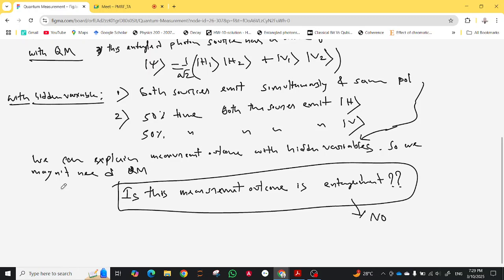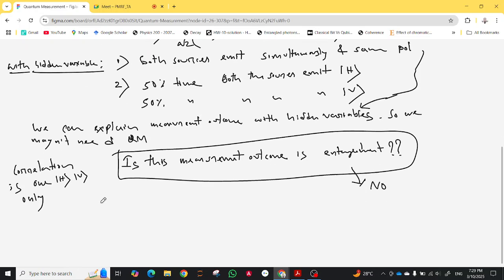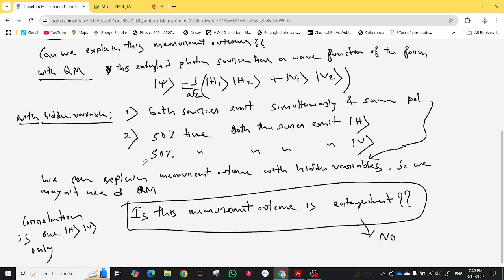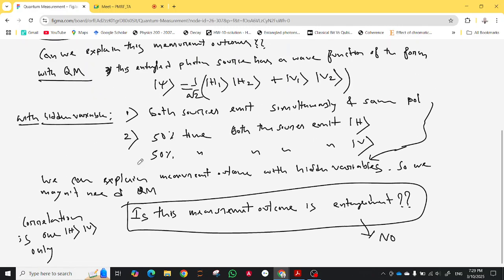Why? Because these are perfect correlations, but this is only in the H and V basis, right? Correlation in one HV basis only. For entanglement, what do you need? You need correlation in both bases, right? As HV and plus 45 minus 45, right? So only this measurement will not tell whether this is entanglement or not, right?